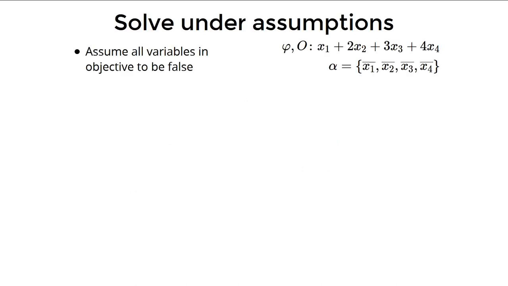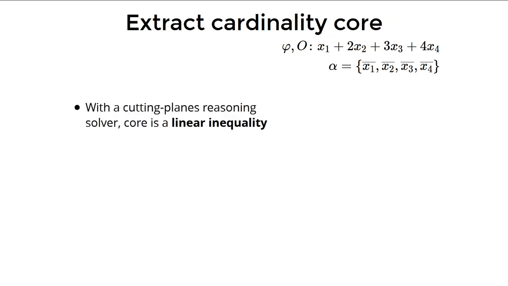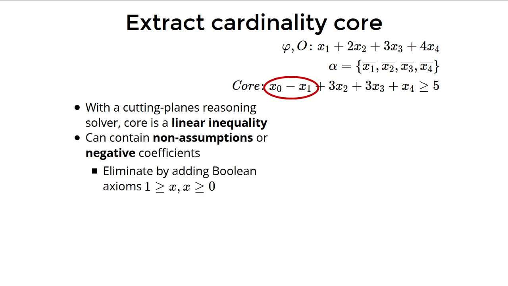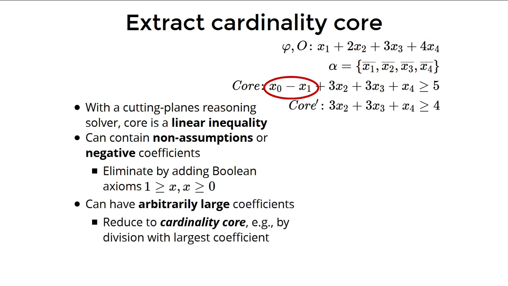Initially, nothing changes. We call the solver with assumptions that assume a minimal value for the objective function. However, the returned core is now not a clause, but a more general linear inequality, a cutting plane. This core is more complex and may still contain non-assumption variables, or assumed variables with negative coefficients. These can be eliminated by adding Boolean axioms. Still, our core can have arbitrarily large coefficients, which make it hard to distill a lower bound from it.